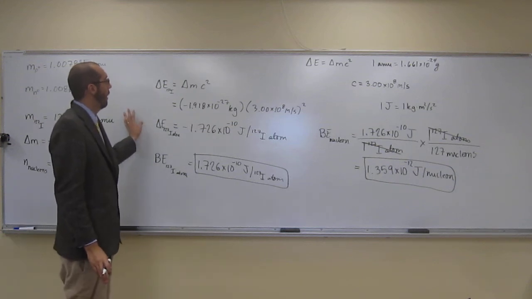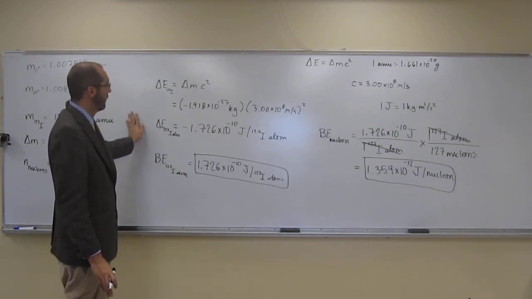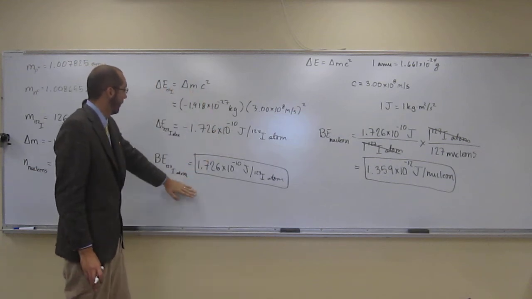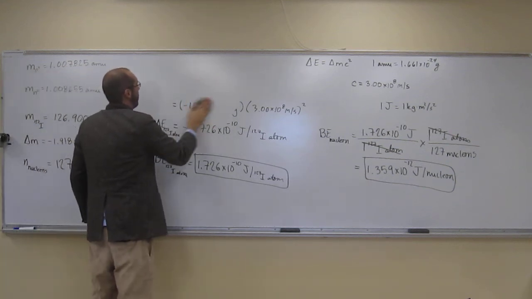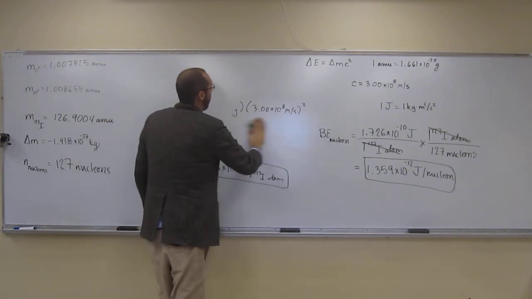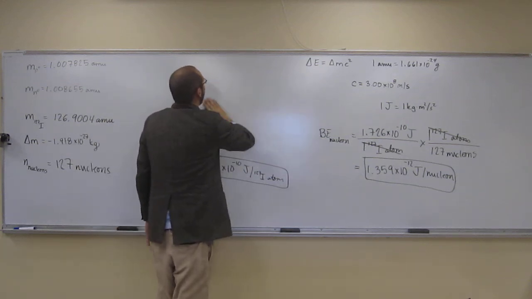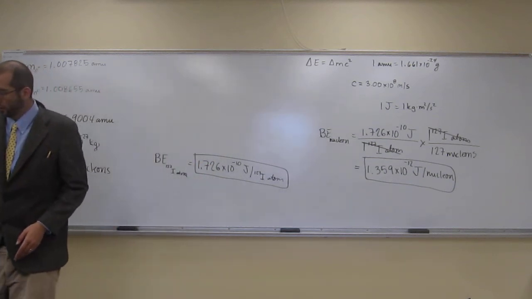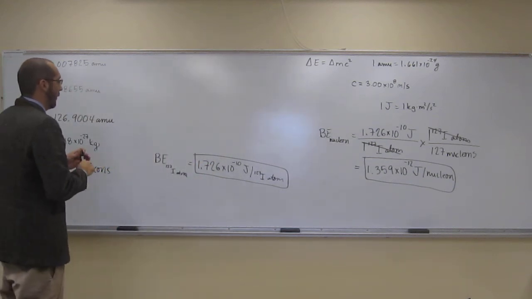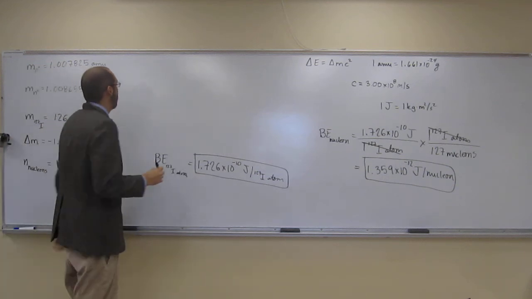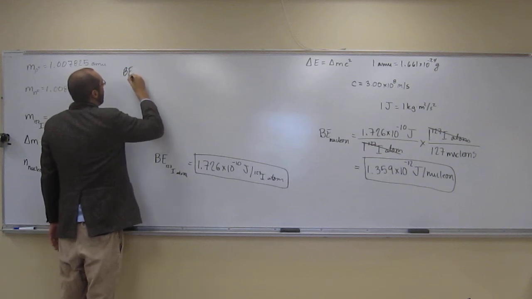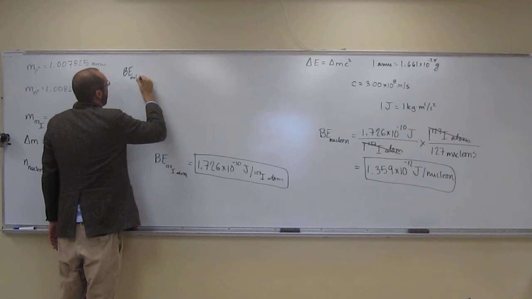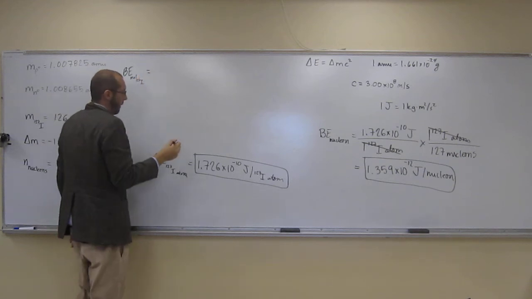I'm going to erase this part here, and leave this because we're going to need it. I'll erase the top part, because now we're going to find the binding energy per one mole of these atoms. Oftentimes you want to put this in kilojoules because the number is going to be big. That's the binding energy per atom. So the binding energy per mole of iodine-127 is going to be what?